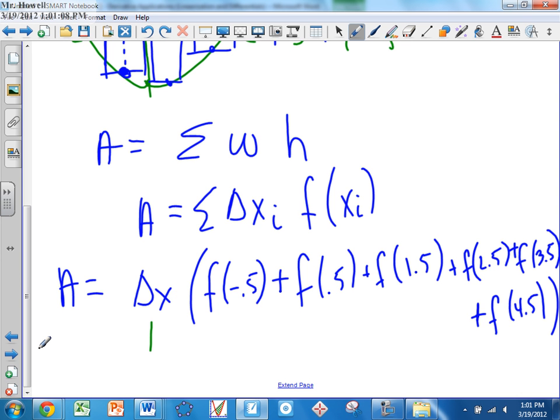This here is 3/2. Square that, it becomes 9/4. This is 5/2. Square that, it becomes 25/4. Oh, sorry, this is 5/2. This is 7/2. 7/2 becomes 49/4. This is 9/2. 9/2 is 81/4.